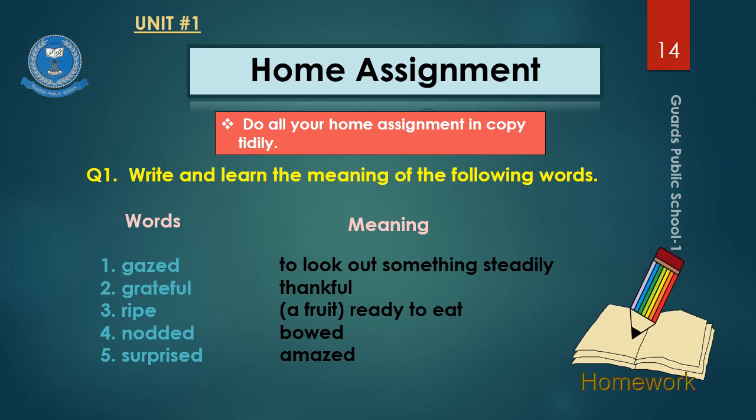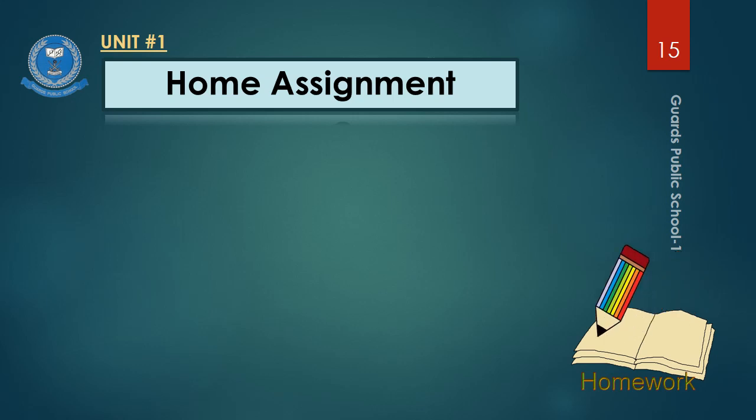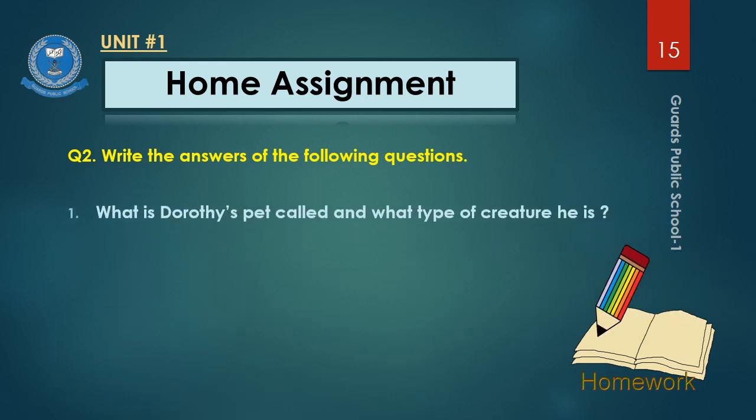Okay, student. So question number 2 is write the answers of the following questions. 1 is done for you. Make sure the answer should be to the point. Number 1, what is Dorothy's pet called and what type of creature he is? Answer, Dorothy's pet is called Toto and he is a dog.